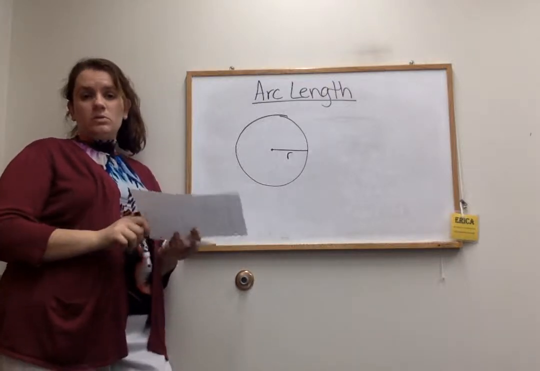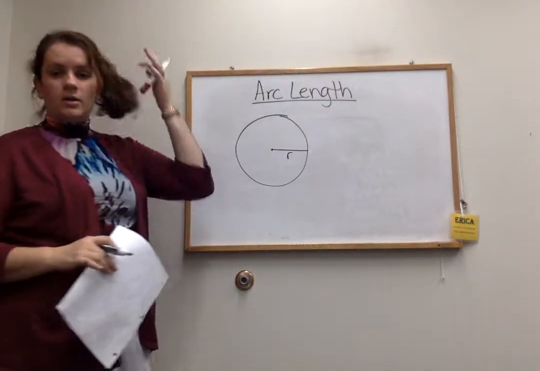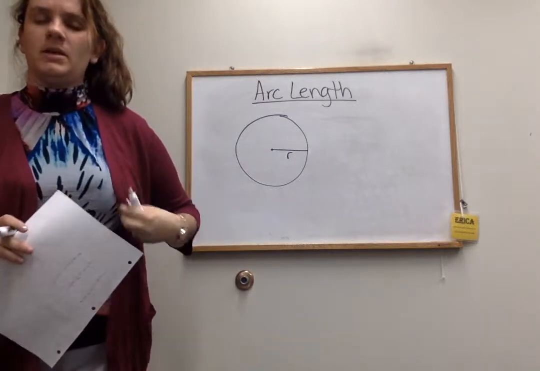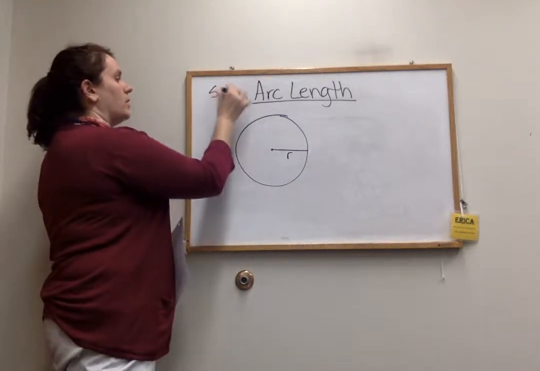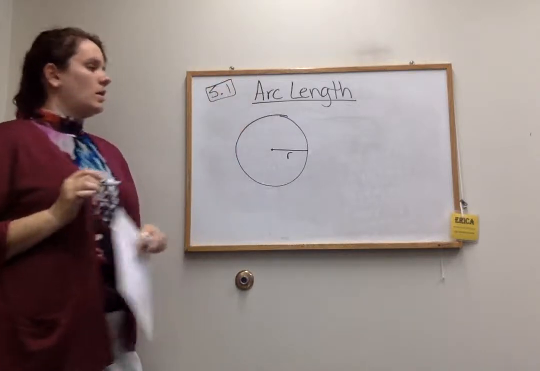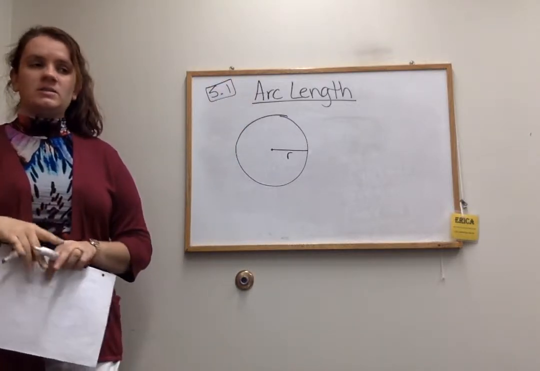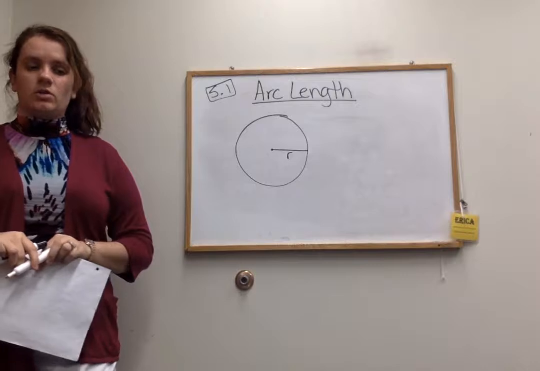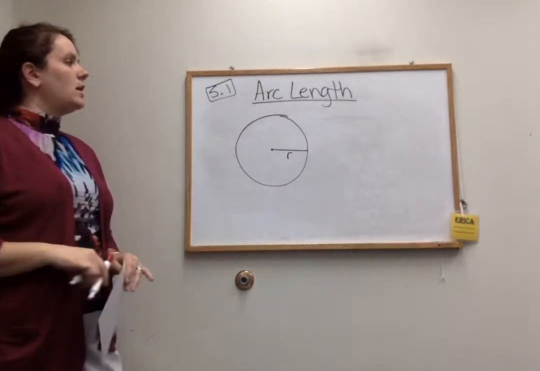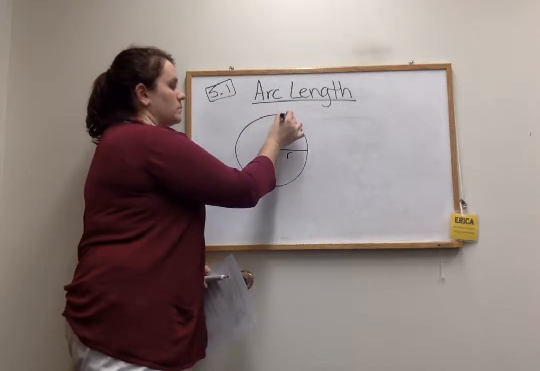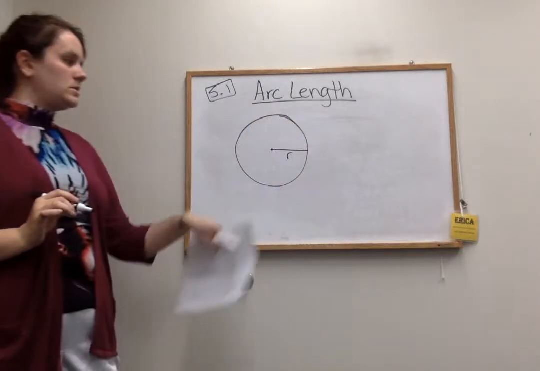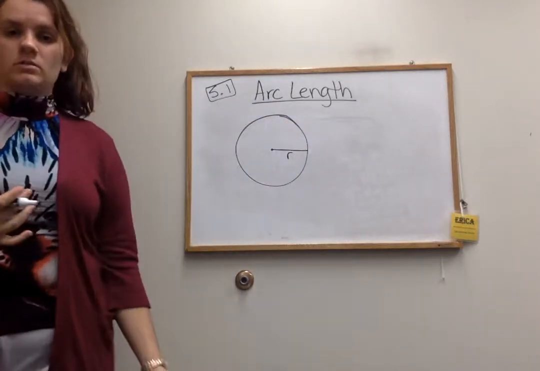So this video is going to focus on arc length, which is a very minor topic in trig, and it's something out of section 5.1. I'm not going to spend a ton of time on this because you only have a few questions in your homework that apply to this. But arc length basically just uses the general properties of a circle.